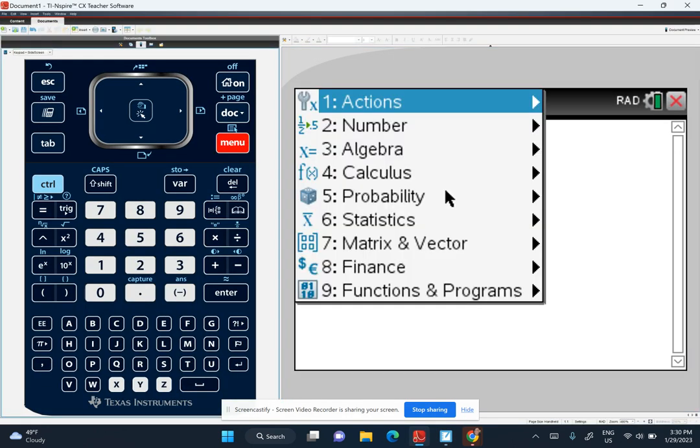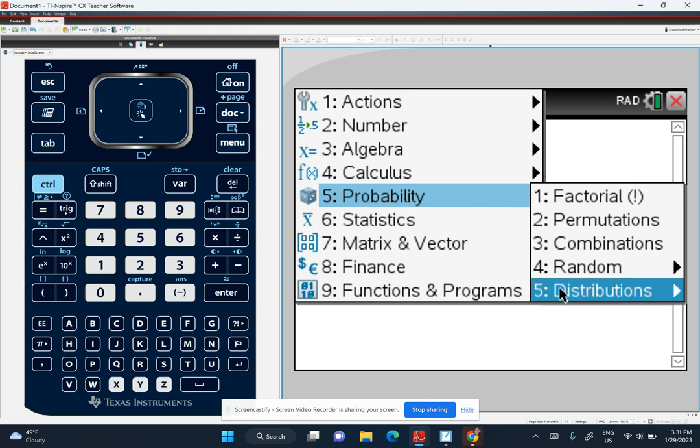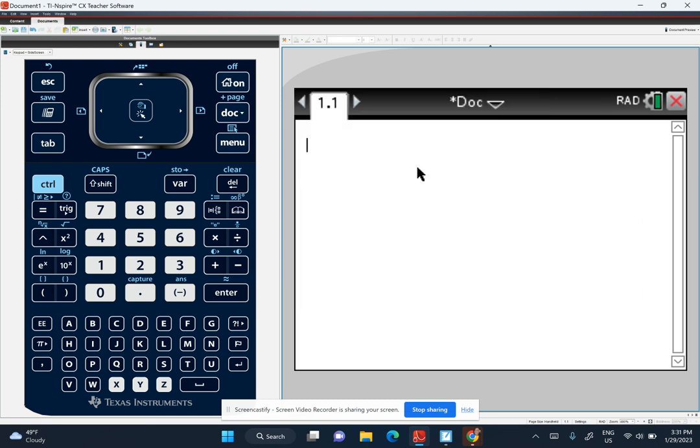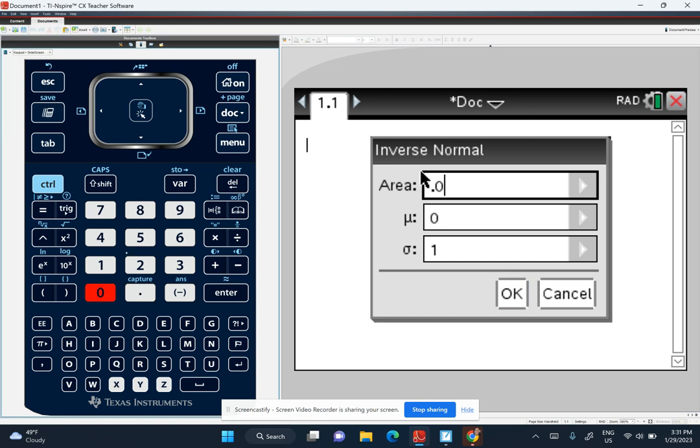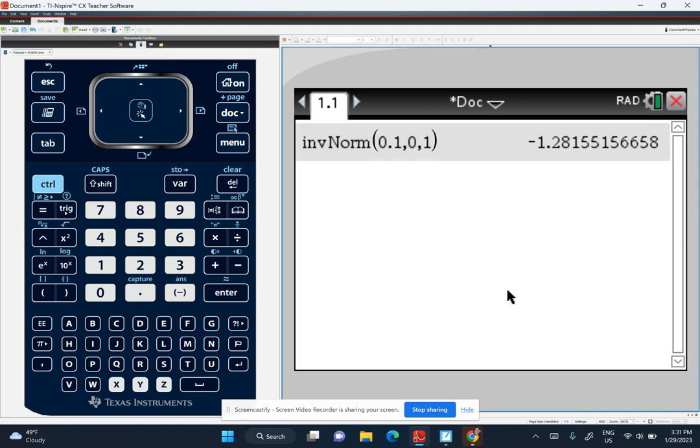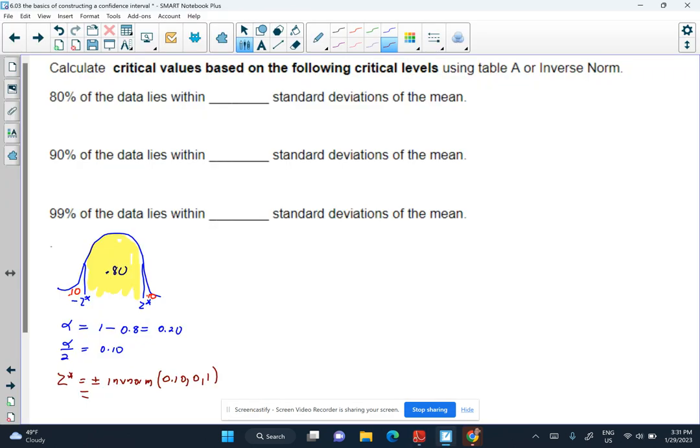So we're going to do menu, statistics, distributions, inverse norm, and we're just going to enter 0.10. And when we do that, we get negative 1.28. So it's plus or minus 1.28. So it's within 1.28 standard deviations above and below the mean. So next, let's go ahead and calculate the critical values for the middle 90% of the data.